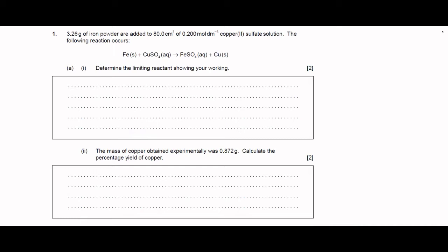So now let's try to understand the question once again with the help of images. Let's assume that this is the iron that we are going to use for the experiment. From this iron powder, just 3.26 grams of it will be taken, and this is the copper sulfate solution. From it, just 80 cm³ will be taken, and the concentration is 0.2 molar, meaning 0.2 moles in 1 dm³.